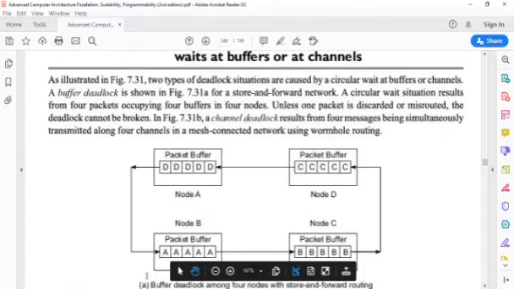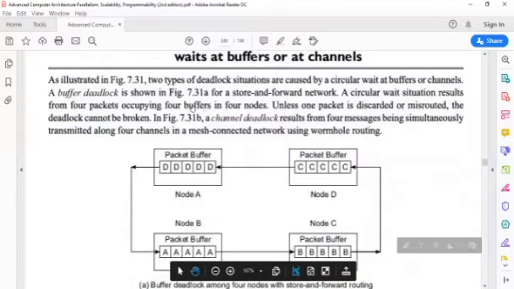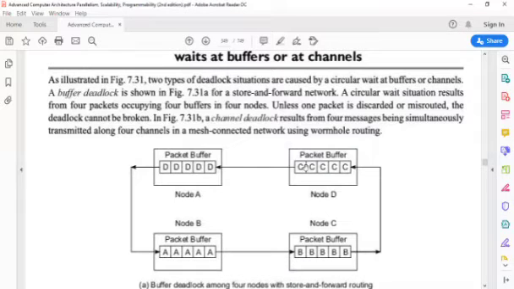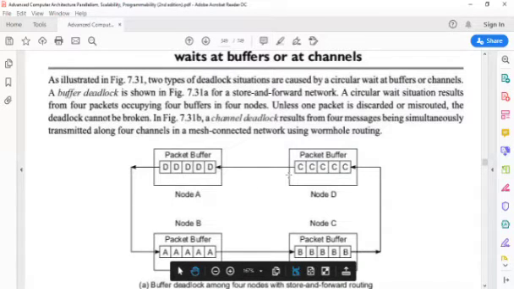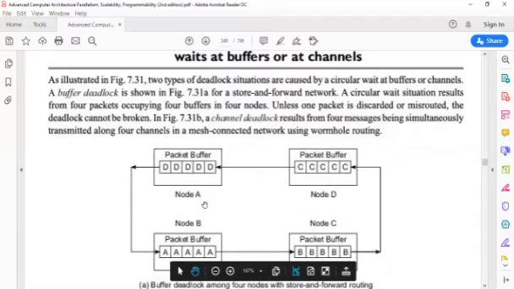Figure A is an example of buffer deadlock among four nodes with store and forward routing. Here we have four nodes: node A, node B, node C, and node D. Each has its own packet buffer, and a circular wait situation results when four packets occupy the four buffers in the four nodes. Until one node discards a packet, the communication cannot continue.